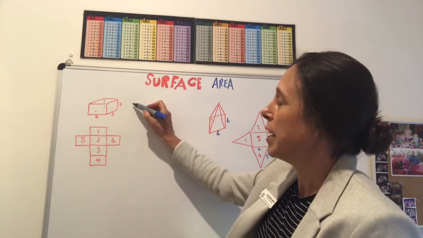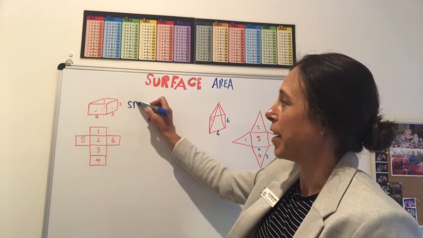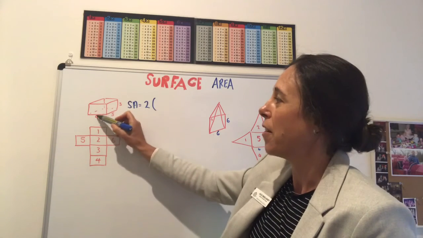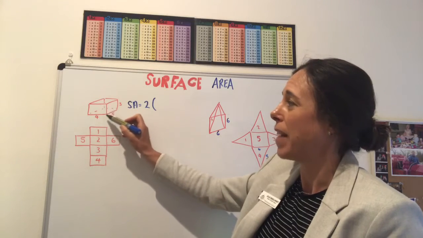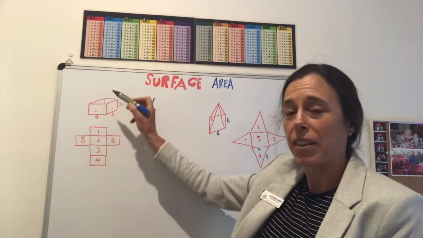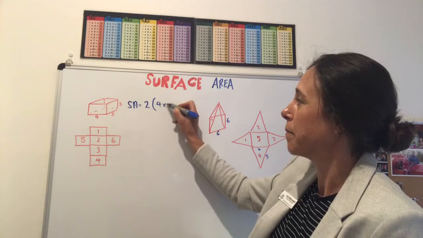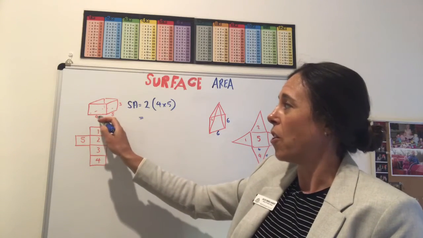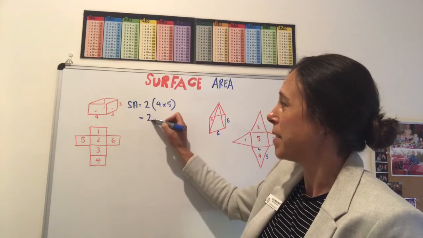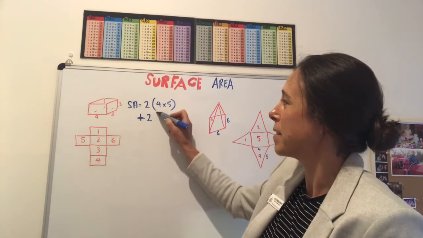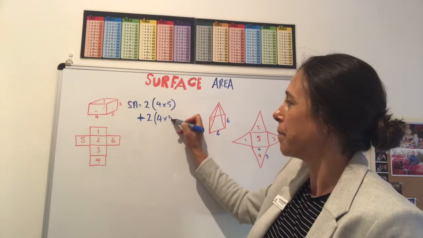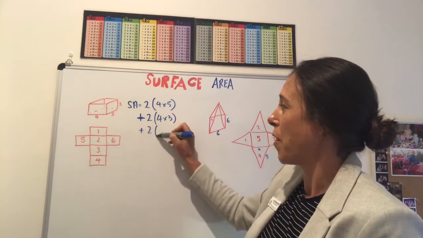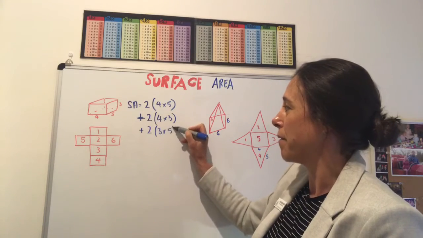Okay, so we need to work out our surface area, we are going to have 2 lots of the 4 by 5, so that would account for the bottom of the shape and the top of the shape. And we need 2 lots of 4 by 3, make that a plus. And we also need 2 lots of 3 by 5.